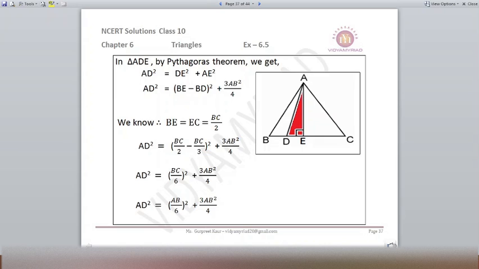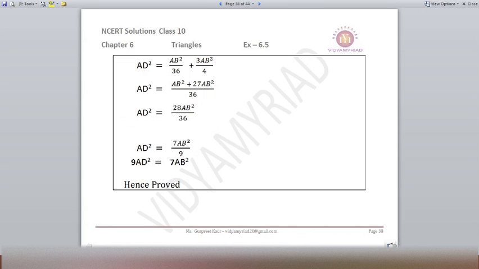upon 4. And we know BE can be written as BC by 2, that is half, and BD value also we know, 1/3 of BC. So we have replaced these and we got BC upon 6 the whole square plus 3AB square upon 4. Take the LCM. On solving, we will get AD square is equal to 28AB square upon 36. It gets cancelled. So AD square is equal to 7AB square upon 9. Cross multiply, you get 9AD square is equal to 7AB square, and hence we have proved this.